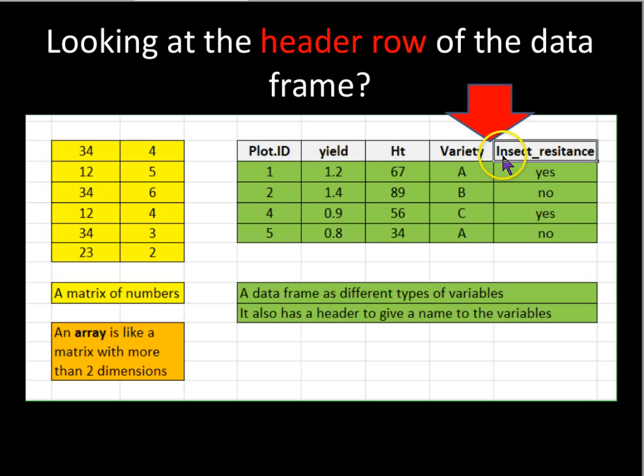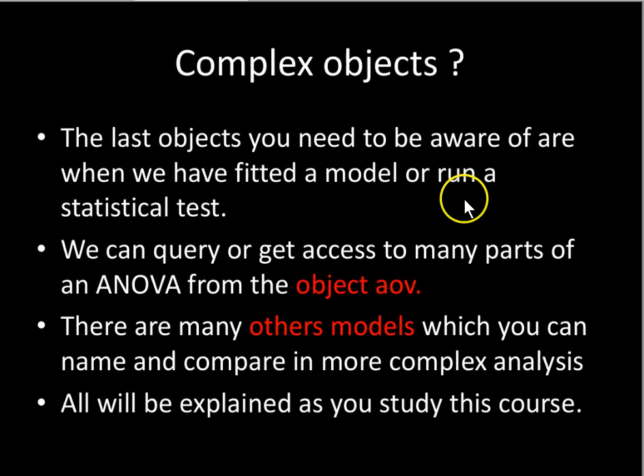If you wanted to make something a little bit more intuitive, perhaps, maybe this is about insect resistance. So you can't leave a space because R won't like it. So you need to go insect underscore resistance. Okay.